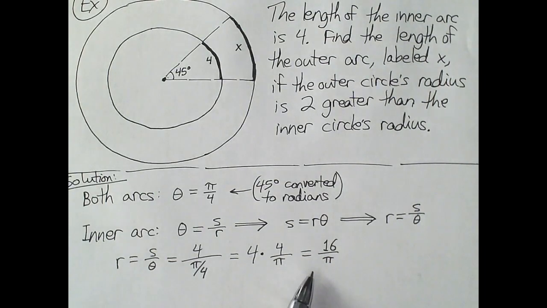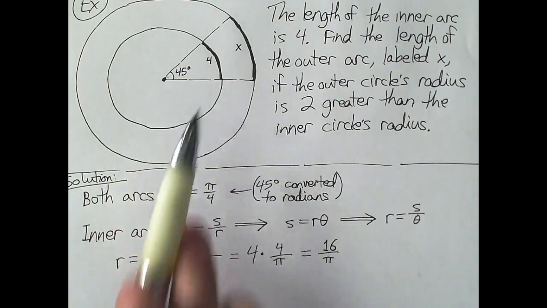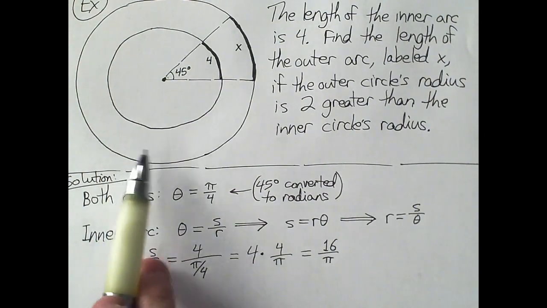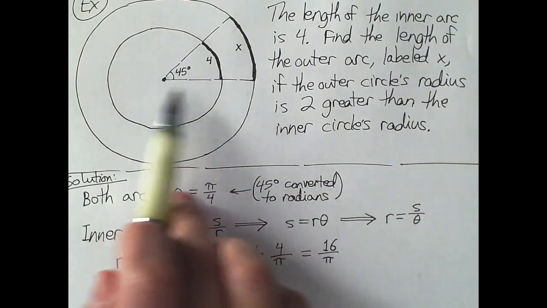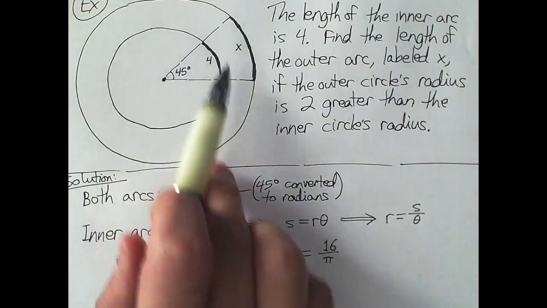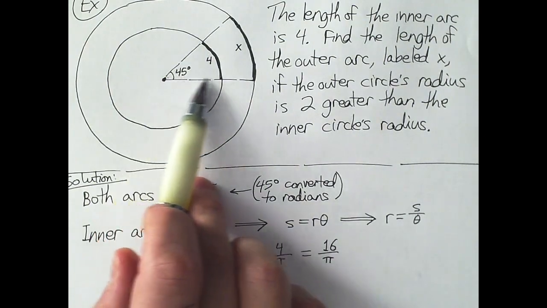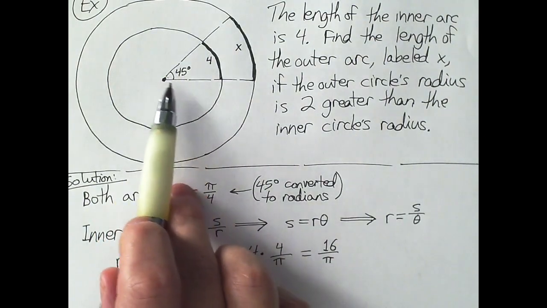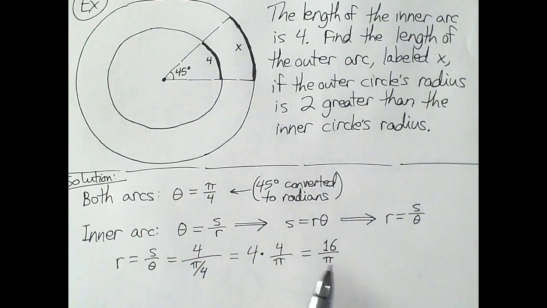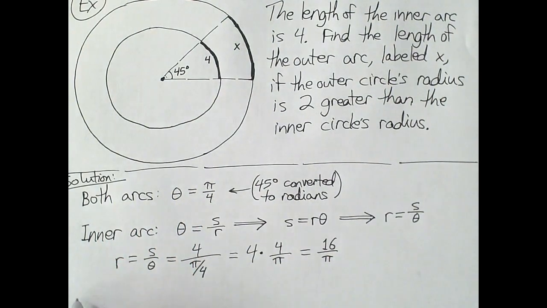Now, that's not what we were looking for, right? But I found a piece of information that wasn't given in the original problem, and maybe it's going to be useful. Now we know everything about the inner arc and the inner circle. The inner circle's radius is this. So the outer circle's radius is this plus 2. Let's talk about the outer arc.